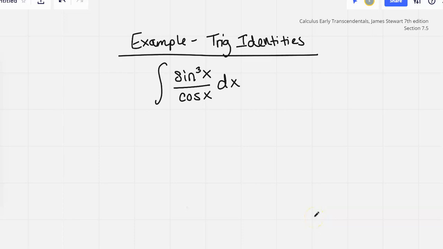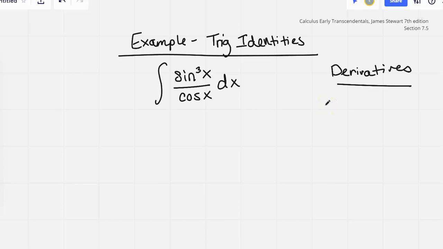So on this example of the integral of sine cubed x all over cosine x, and that of course dx, I think trig identities because I'm looking at a bunch of trig functions in the integral here. And so when I start thinking of utilizing the trig identities, I start thinking of when I do my u substitution, what will some of the derivatives be? So we want to go back and remember our derivatives.